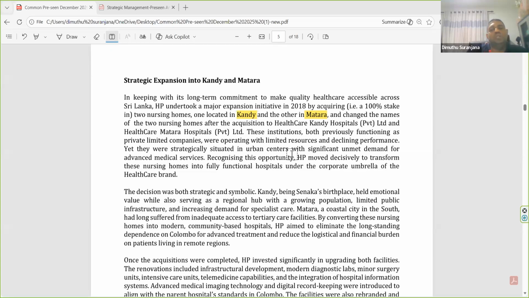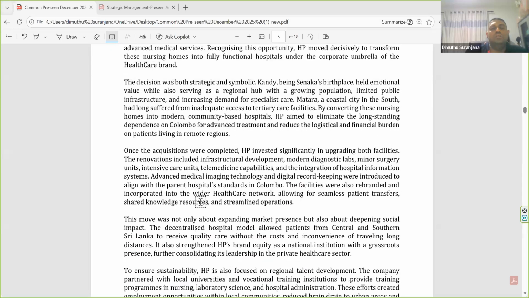Recognizing this opportunity, HP moved decisively to transform these nursing homes into fully functional hospitals under the corporate umbrella of the healthcare brand. The decision was both strategic and symbolic. Kandy, being Senaka's birthplace, held emotional value while also serving as the regional hub for the growing population.